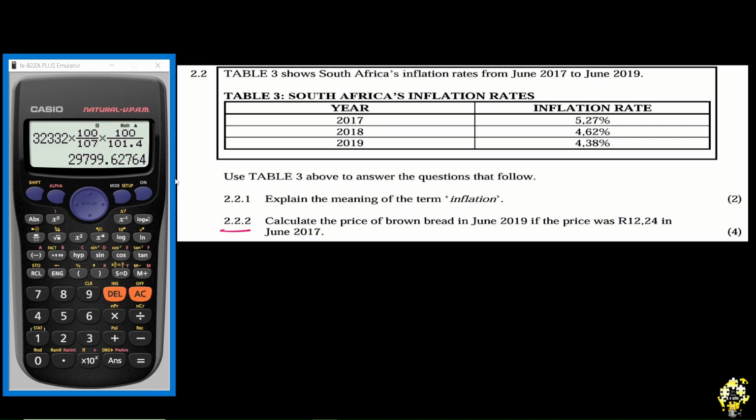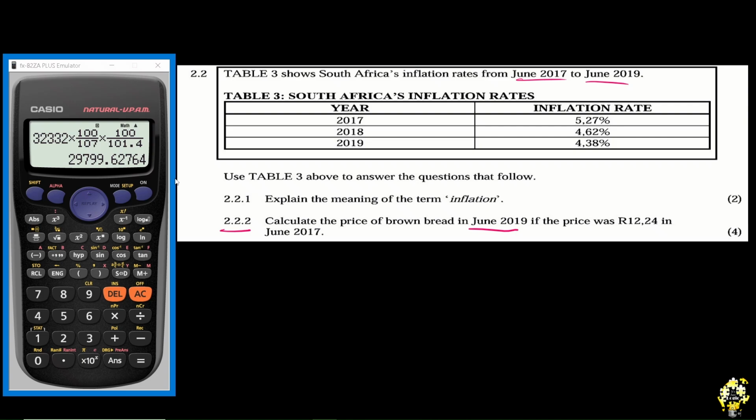We are given South African inflation rates from June 2017 to June 2019. By the way, it is 2026. I guess I am so forward that I'm already in 2027. Anyway, calculate the price of brown bread in June 2019.